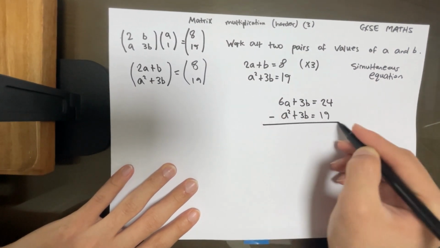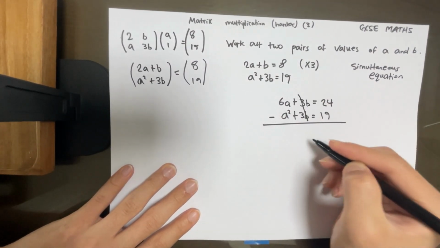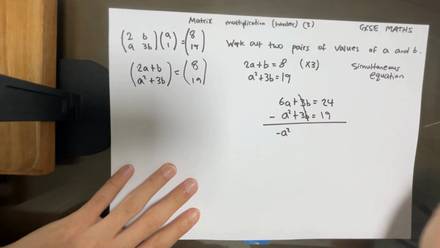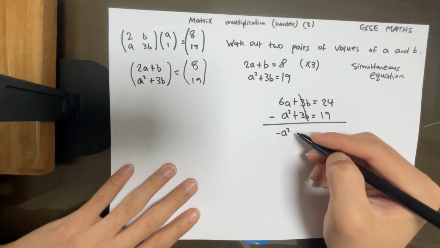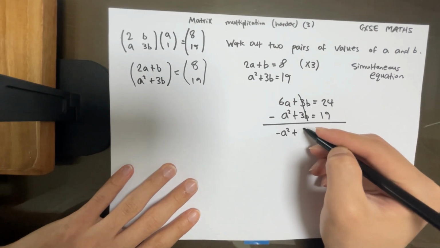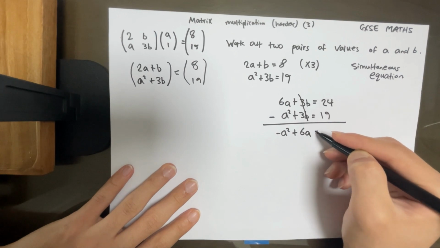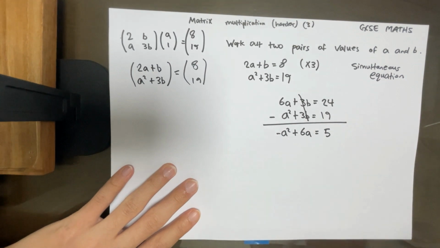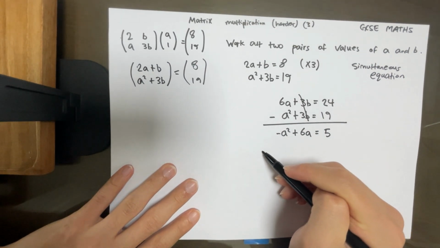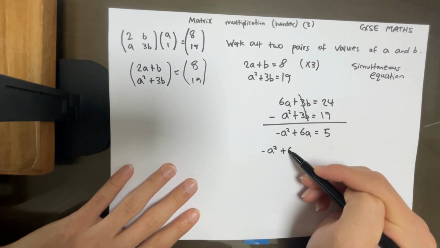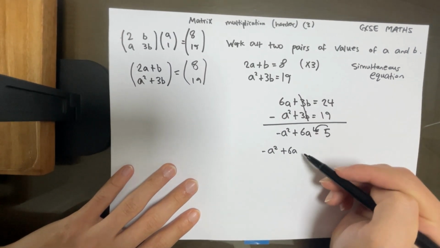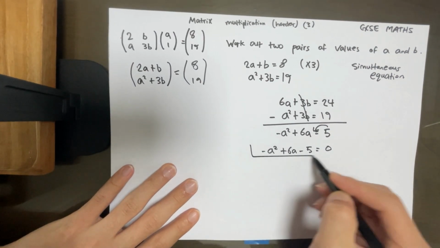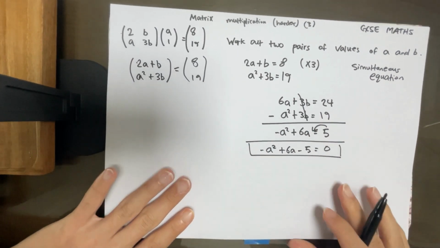Now we can subtract this equation to get rid of the 3b. I'll move the a squared here first because it's probably going to be easier. Minus a squared plus 6a is equal to 24 minus 19, which is 5. And we want to make an equation that we can factorize, so we're going to make it minus a squared plus 6a, and we're going to move this 5 over here. So that becomes minus 5 is equal to 0. Now from here onwards, it's pretty easy. We just factorize and solve.